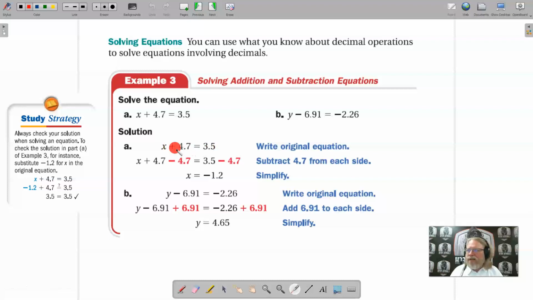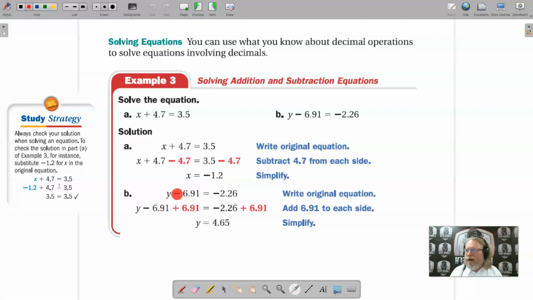The 4.7 is tied to the x through addition. We want to isolate this x, get it by itself. So we're going to subtract. The opposite operation, or the inverse operation, of addition is subtraction. We're going to subtract the very number we wish to get rid of. And what we do to one side, we're going to do to the other. These two are going to cancel each other out, leaving us with just x, and 3.5 minus 4.7 is negative 1.2.